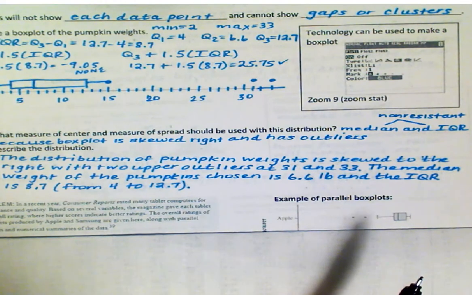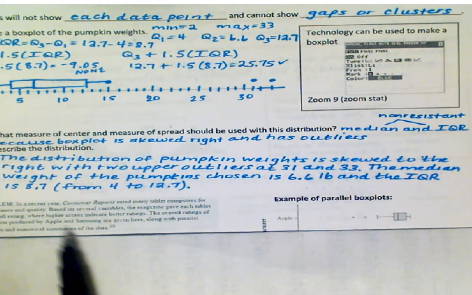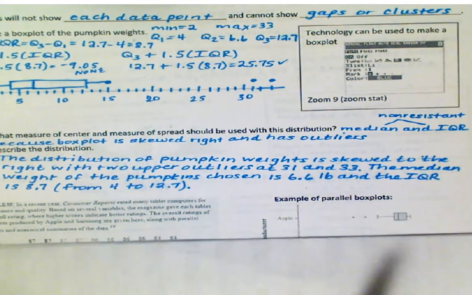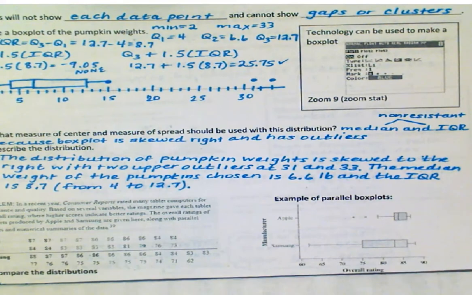Okay, next question. In a recent year, Consumer Reports rated many tablet computers for performance and quality based on several variables. The magazine gave each tablet an overall rating, where higher scores indicate better ratings. The overall ratings of the tablets produced by Apple and Samsung are given here, along with parallel box plots and a numerical summary. So here is what we have.